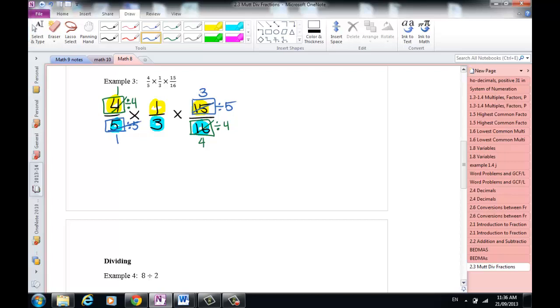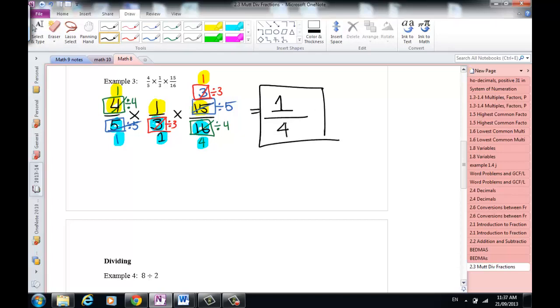Do you see it? In fact, we've got this new 3 here that we just simplified to, and I have a 3 here. So 3 divided by 3 is 1, and 3 divided by 3 is also 1. So now when I multiply on the top, I've got 1 multiplied by 1 multiplied by 1, which is 1, and on the bottom I have 1 multiplied by 1 multiplied by 4, which is 4. And this is my answer.